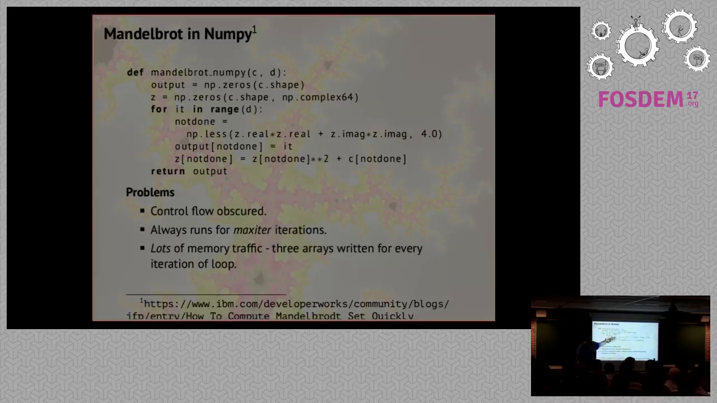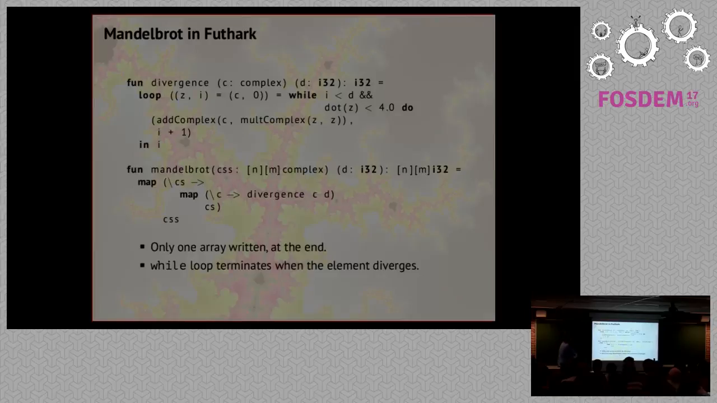Because for every iteration of this loop, which is usually on the order of maybe 200 or 300, could be whatever you want but it's usually fairly large, we write three arrays. So that means we are bound by memory speed. We constantly write these arrays that might be very large, which is a problem because memory is very, very slow. And I'll show you just how slow in a moment.